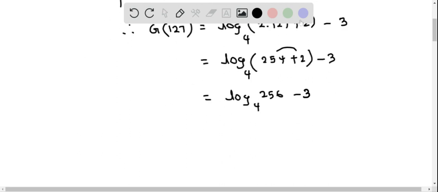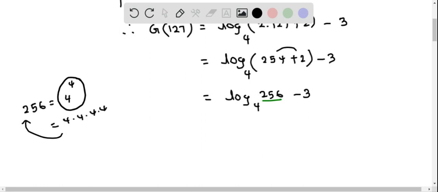Now I write 256 as a power of 4. That is, this can be written in exponent form as 4 raised to the power of 4, because if we multiply 4 with itself 4 times, we get 256. So we can write this in exponent form as 4 raised to the power of 4. So I write down here, that is log 4 to the power 4, to the base 4, minus 3.